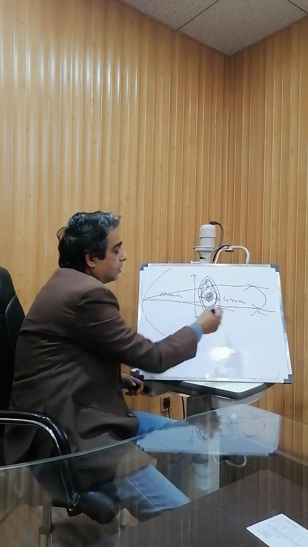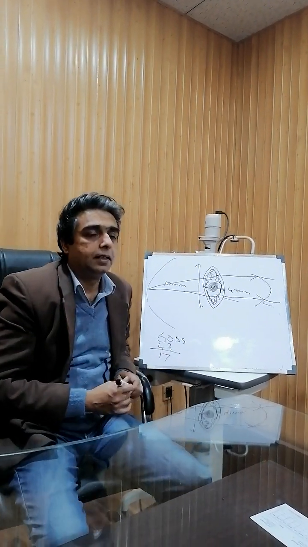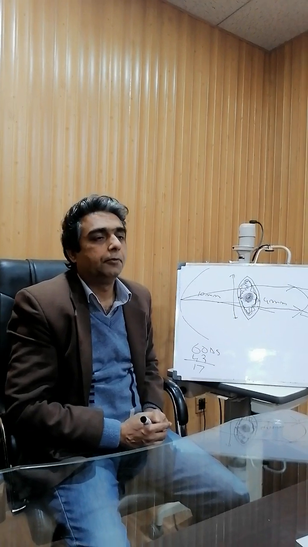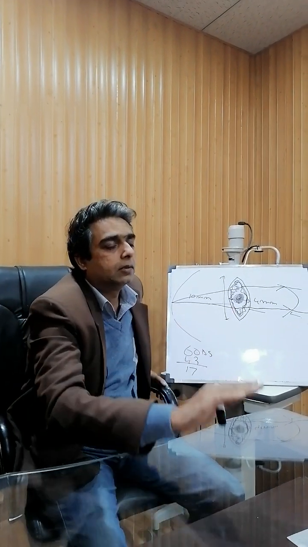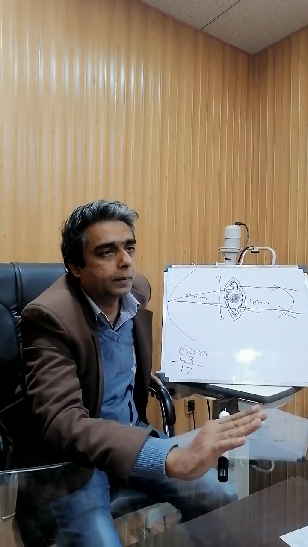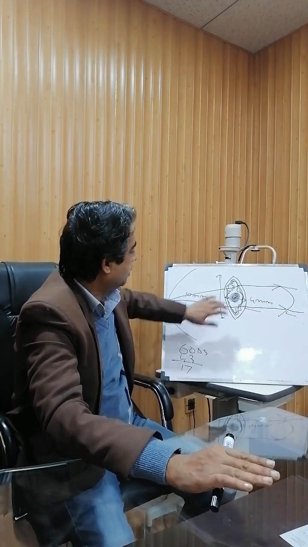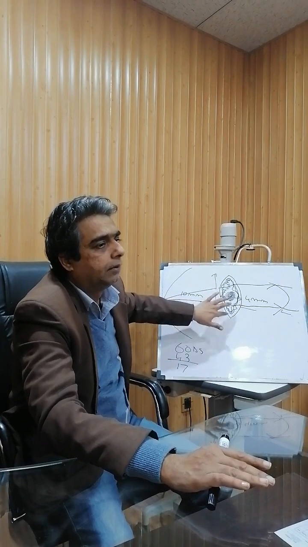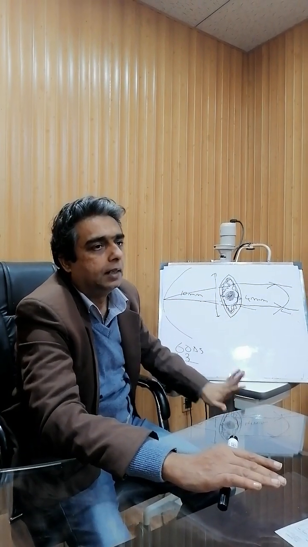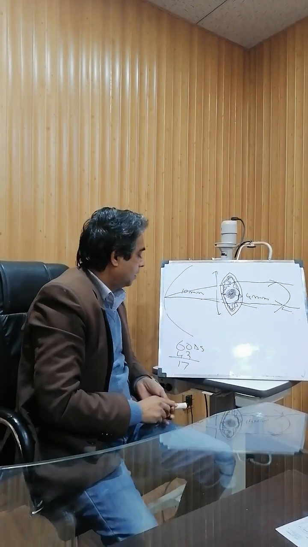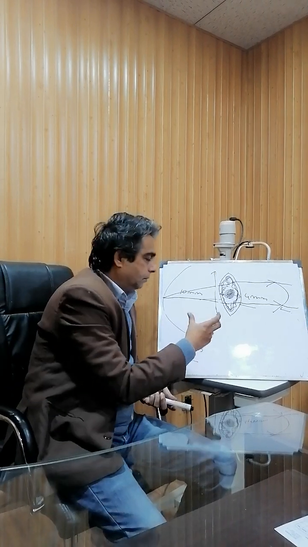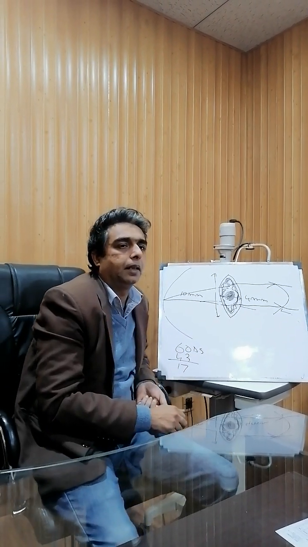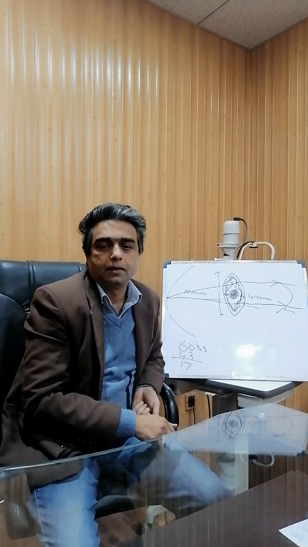If all the three layers of the lens are opacified, we call it mature cataract. If all the layers of the lens are not opacified, for example, the nucleus is cleared and the posterior capsule is involved, we will call it immature cataract. This is all about, or not all about, the important facts about the anatomy and physiology of the lens.